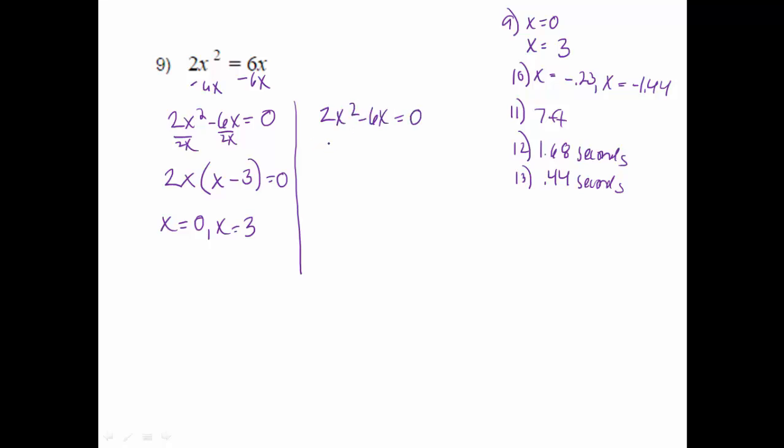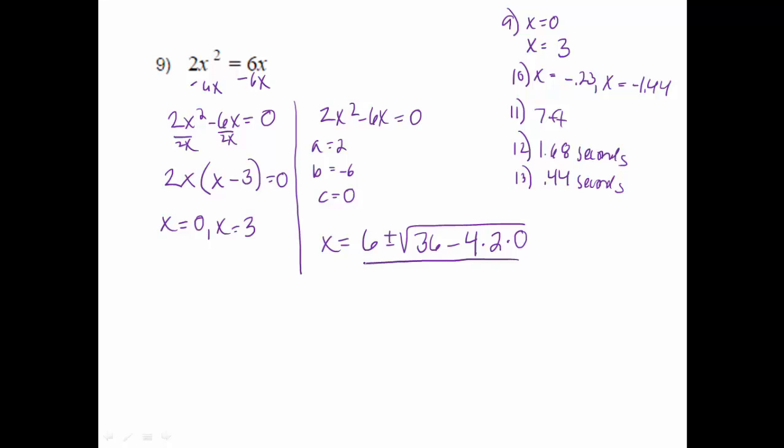If you prefer to use the quadratic formula, we have 2x squared minus 6x equals 0. We are going to get a equals 2, b equals negative 6, and c is 0. So we're going to get x equals the opposite of b, which will be 6, plus or minus the square root. B squared, negative 6 times itself is a positive 36, so again, make sure your answer is positive right there, minus 4 times your a value times your c value. All over 2 times a, 2 times 2 is 4.